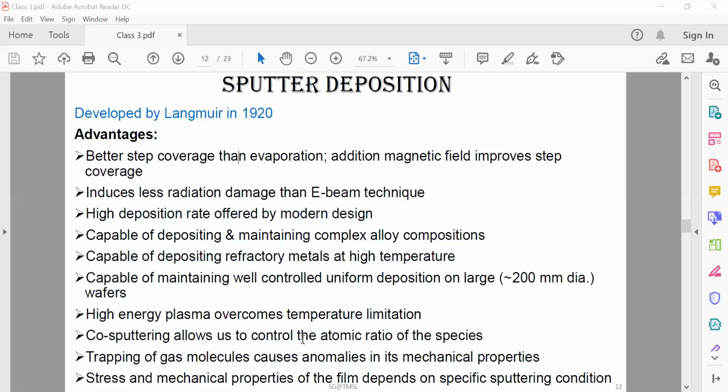And another important point is the stress. Stress is another very important point of thin film deposition, and the stress depends on the specific sputtering conditions. That too is very critical to manage in the case of the sputter technique. Okay, so these are a few advantages and disadvantages of the sputter deposition technique.